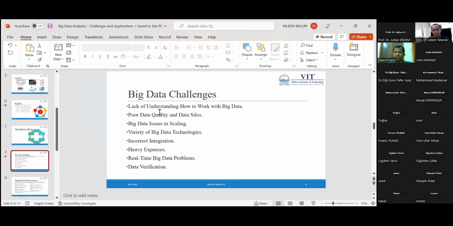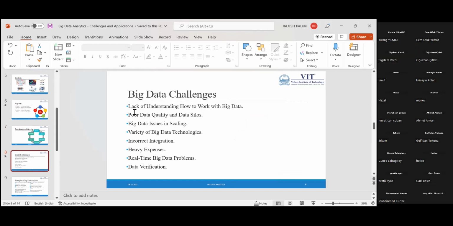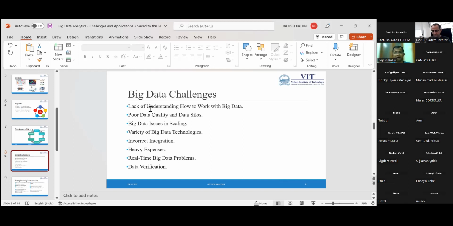So now another one is the challenges. What are the challenges of big data, where people do not have a clear idea of the specific data they want? Considering an example, if a question is given by a faculty member or a teacher, you should not immediately start solving it. You should understand the logic behind the given problem, and thereby you will be able to solve it. So lack of understanding of how to work with big data is one of the major drawbacks, which happens even in industries.